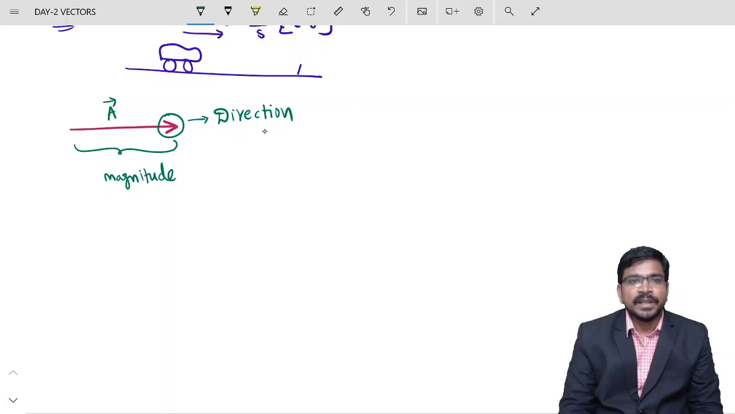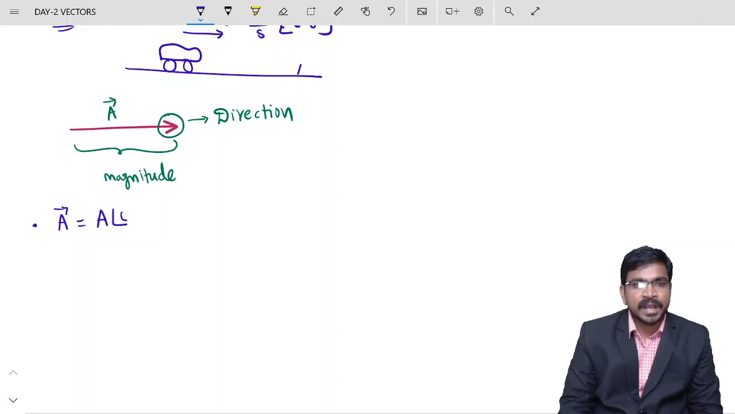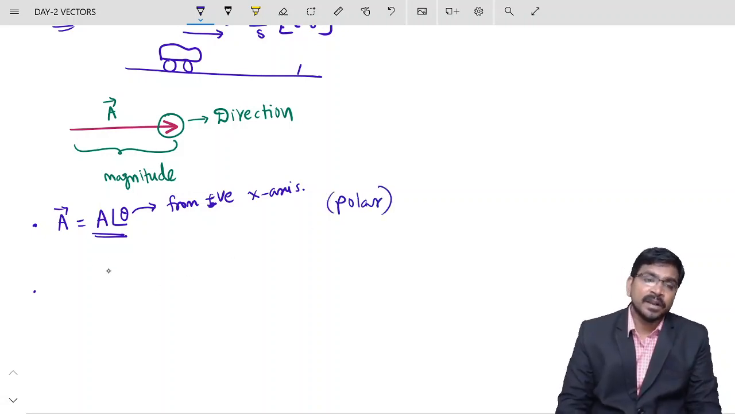There is one more method, the polar form. A is the magnitude and theta is the direction, where this theta is measured from the positive x-axis. This is called the polar form. And there is another form, the rectangular form.